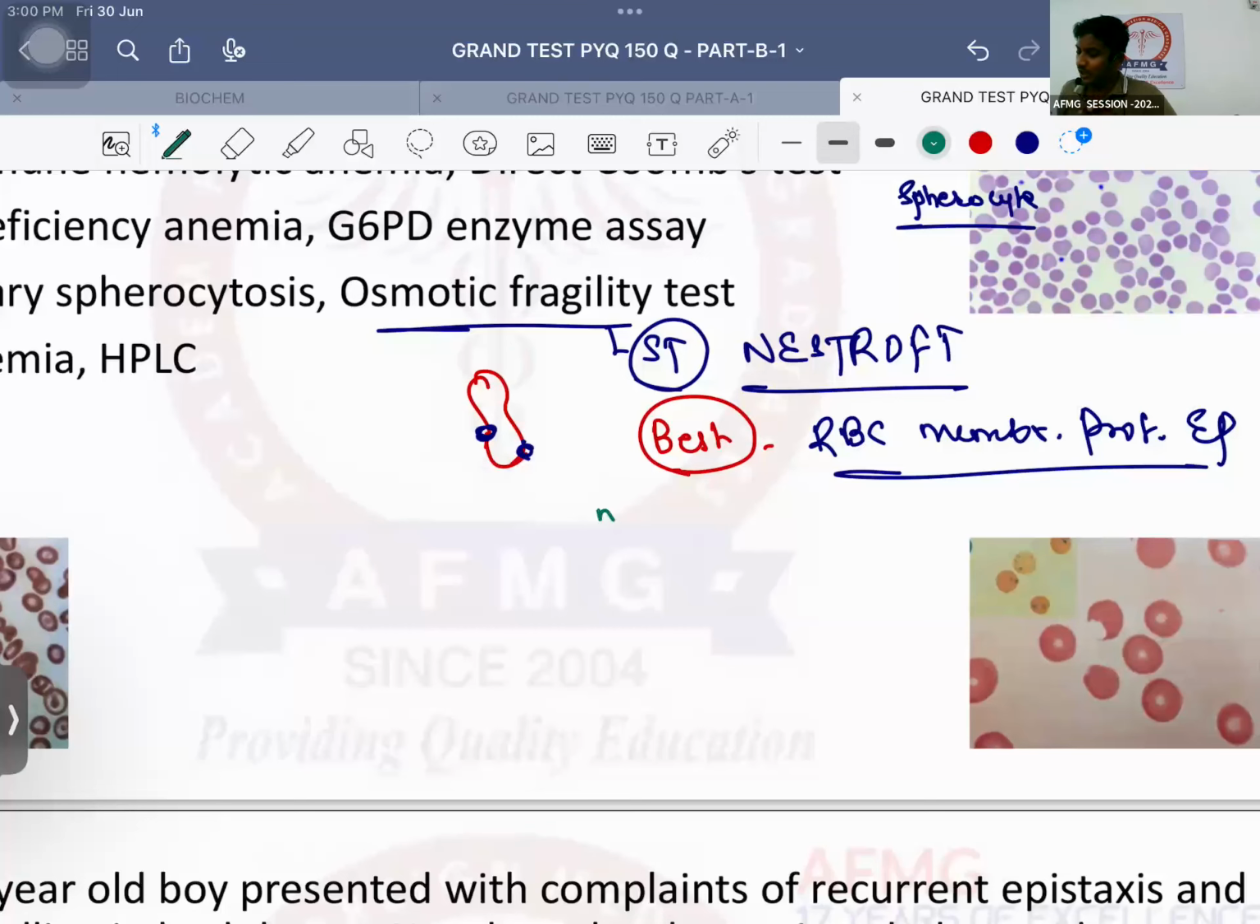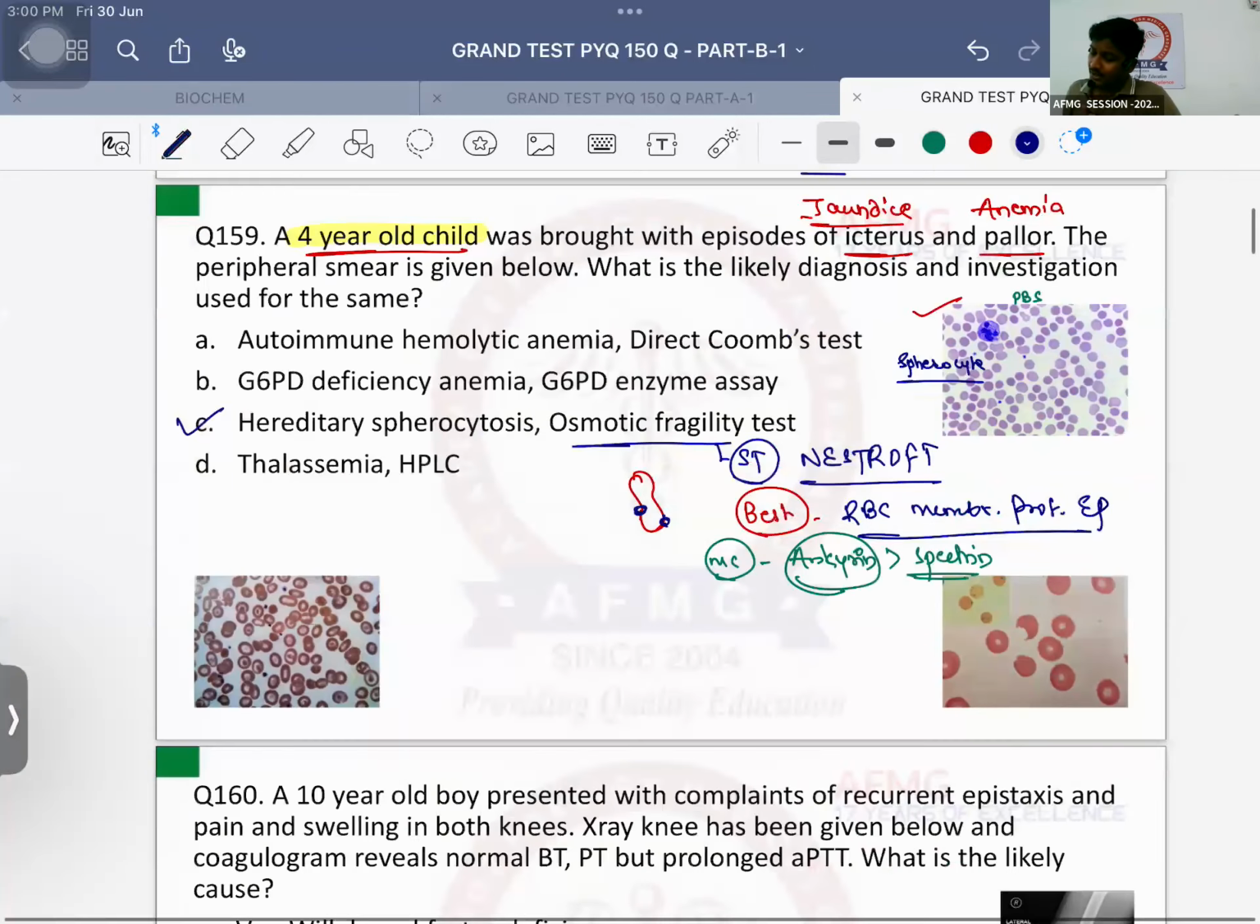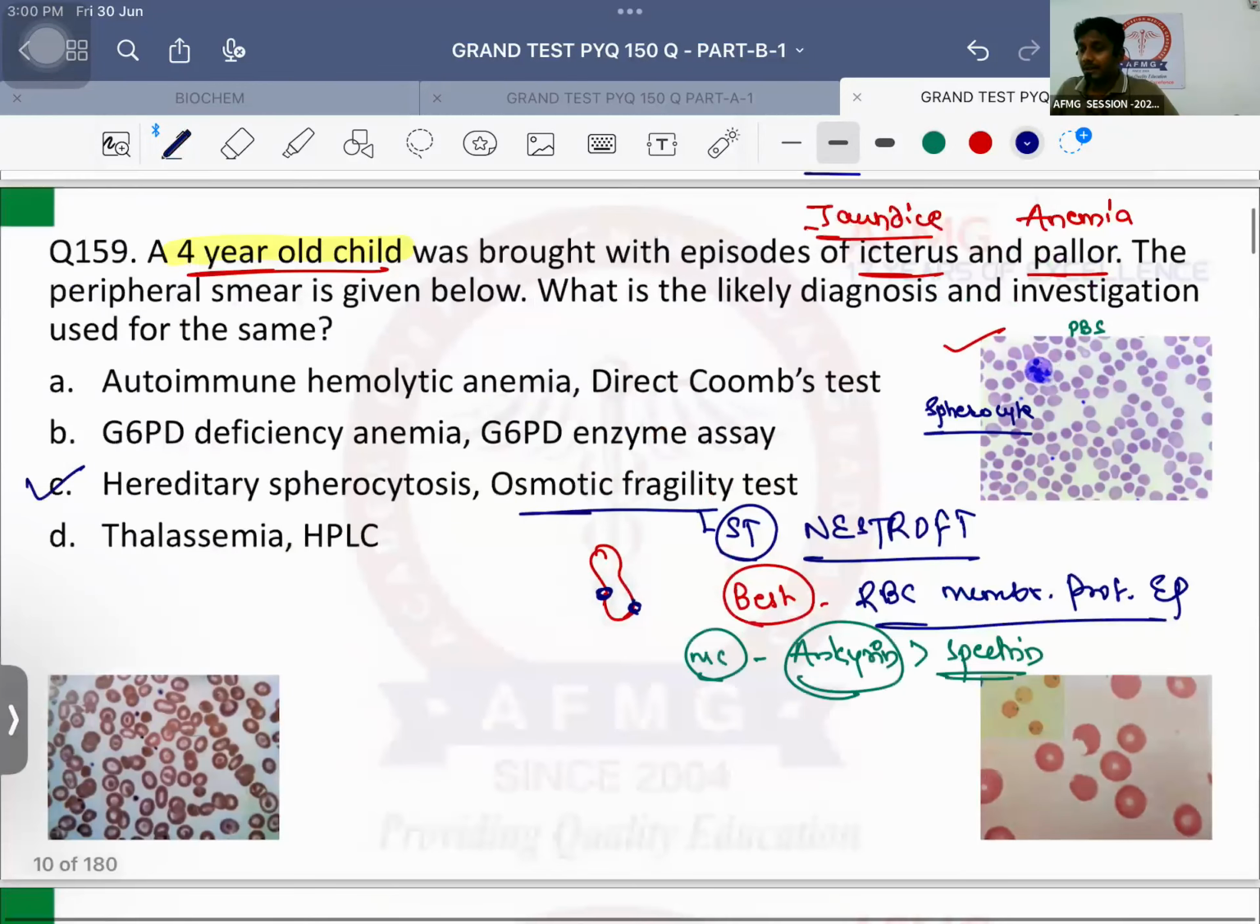Which is the most common protein defect? Ankyrin. Very good. In hereditary spherocytosis, it is not spectrin. It is ankyrin which is more common, followed by spectrin. ठीक है? In elliptocytosis, it is spectrin. In elliptocytosis, most common is spectrin, but in spherocytosis, most common is ankyrin. कोई दिक्कत नहीं है इसमें. Please remember that. ठीक है? No issues with this. तो याद रखना.